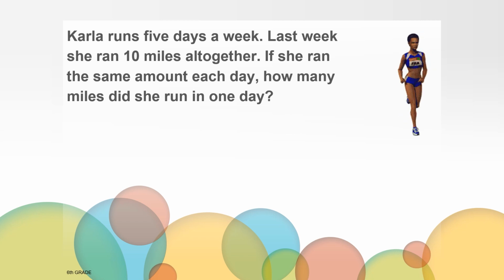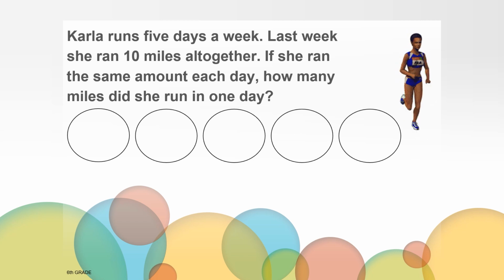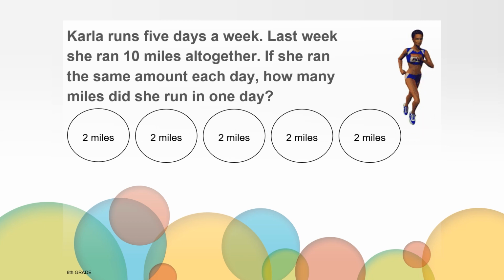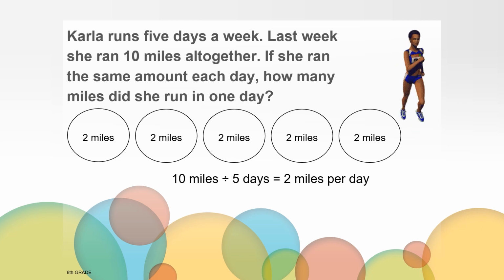We can use multiplication or division to find the unit rate here. Since we know that Carla ran a total of 10 miles over 5 days, we can use that to think about how many miles she ran each day. To find the unit rate with division, we can take the total distance she ran, 10 miles, and divide that evenly across 5 days to see that Carla ran 2 miles each day.